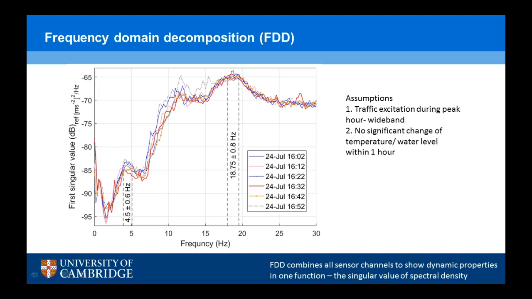But what we noticed is that for the same day, within a 1 hour period, different 10-minute data sets showed that the peaks actually changed quite a bit. The 4.5 hertz peak has about 0.6 hertz error, whereas the 18.75 hertz mode has about 0.8 hertz error. And we also looked at the mode shapes at each of these different data sets.